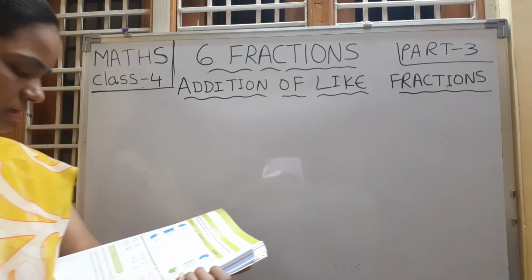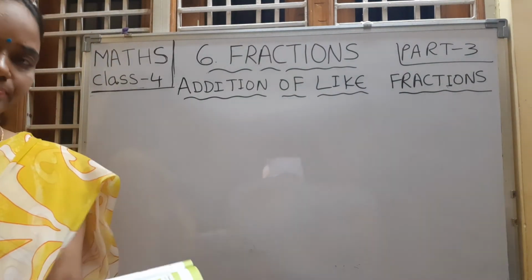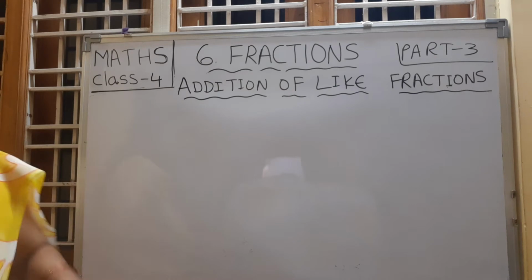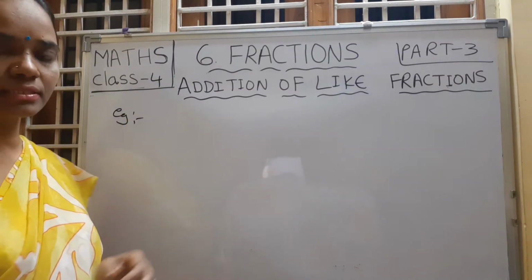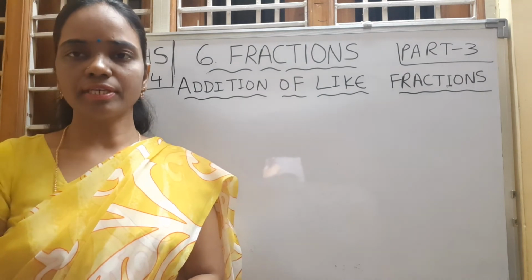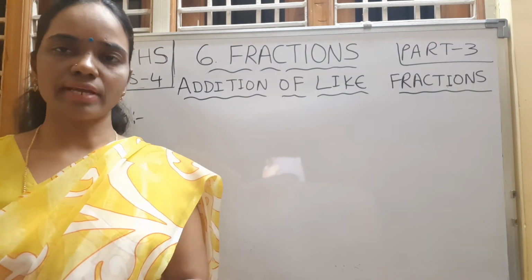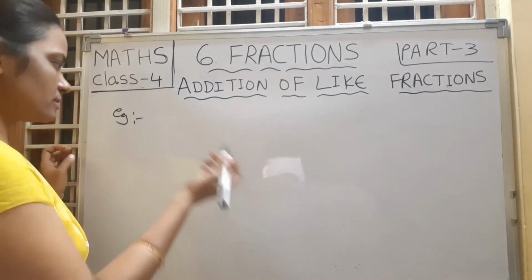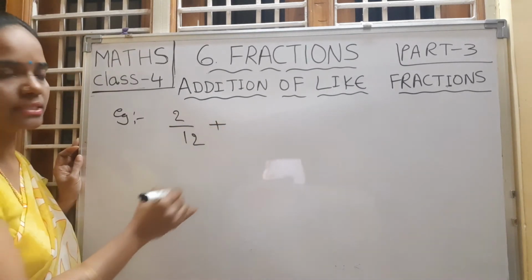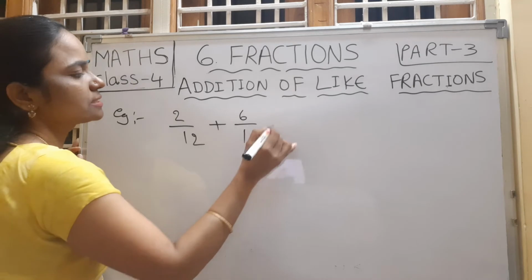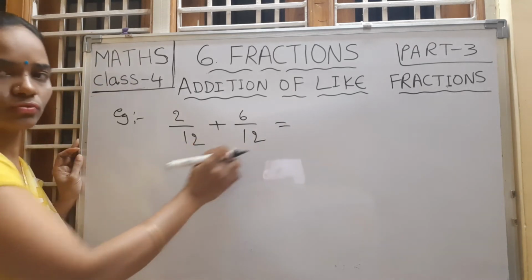Addition of like fractions. Fractions with the same denominators are called like fractions. For example, let's take 2 by 12 plus 6 by 12. How do we add these two fractions?